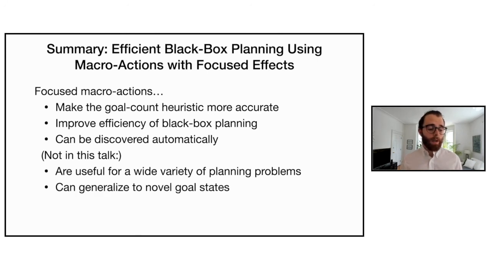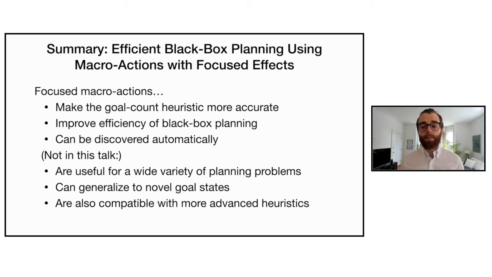And another thing is that the focused macros can generalize to novel goal states. So I said when we were learning the macros that we can throw out the goal information for the sake of learning the macros. This allows us to change the goal, and the same macros can still be applied in the situation. And finally, these macro actions that we're learning are also compatible with more advanced heuristics. So I focused on the goal count heuristic in this talk, but we tried looking at more advanced and sophisticated heuristics that incorporate things like state novelty into the mix. And we found that the improvement with the focused macros was there as well.